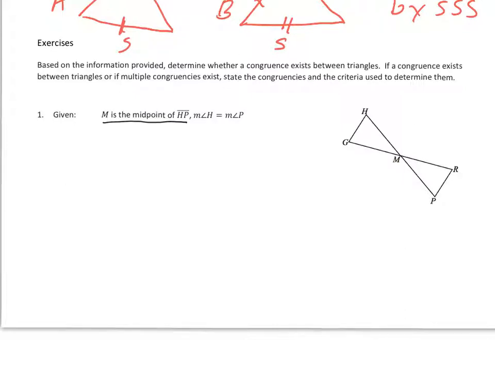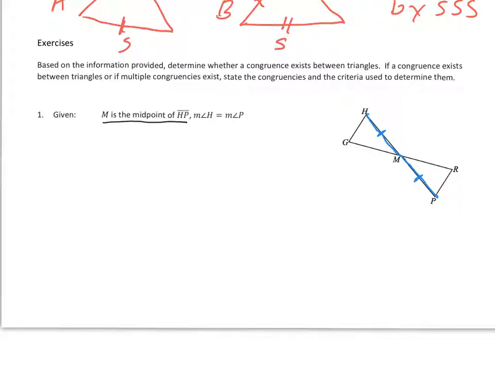So let's look at HP. HP is this line right here. And M is the midpoint. That means that this side of this triangle is going to be congruent to this side. Okay, and then let's see if I can find any other matching sides, and I do not.